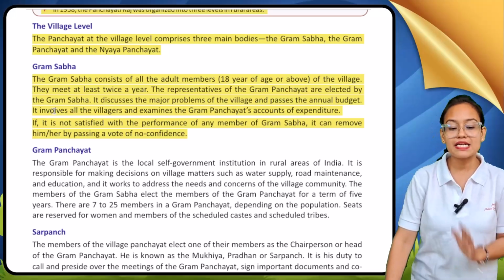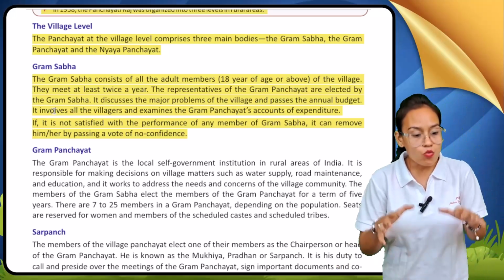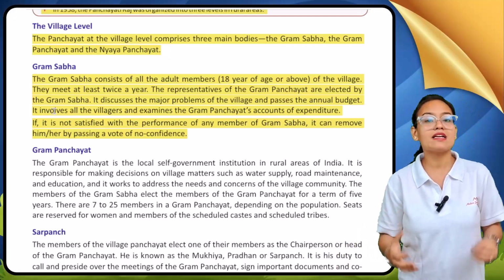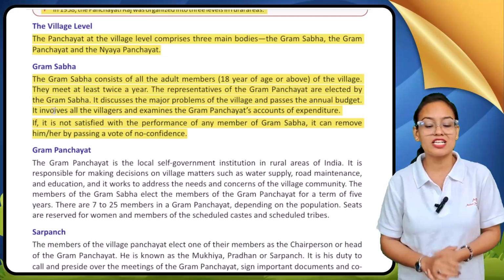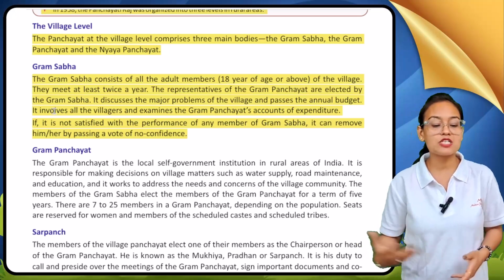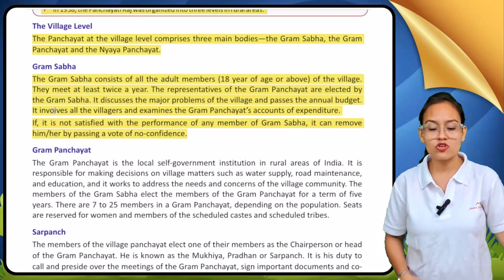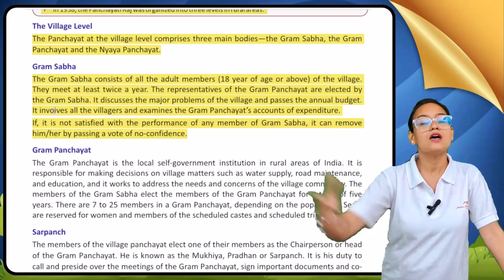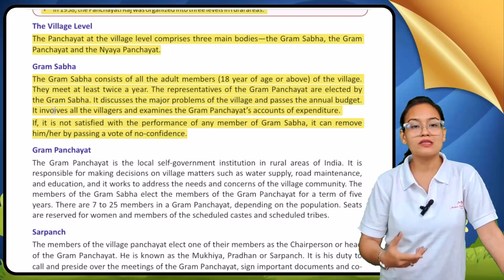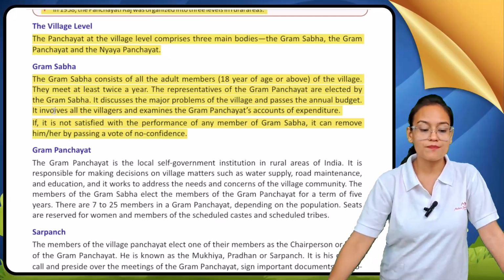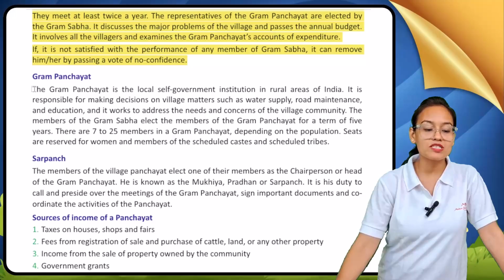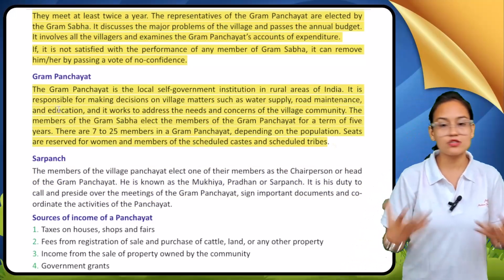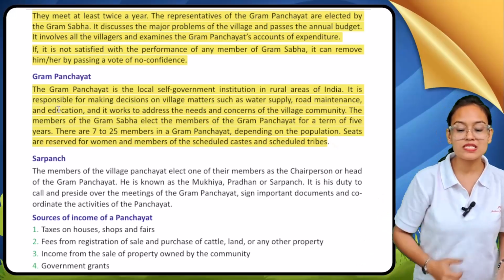It involves all the villagers. When the Gram Sabha is held twice a year, it includes the participation of all the village people. If the village people are not satisfied with the performance of any Gram Panchayat member, they can remove that member with the help of a no confidence motion. Now we are going to see Gram Panchayat. What is the meaning of Gram Panchayat?